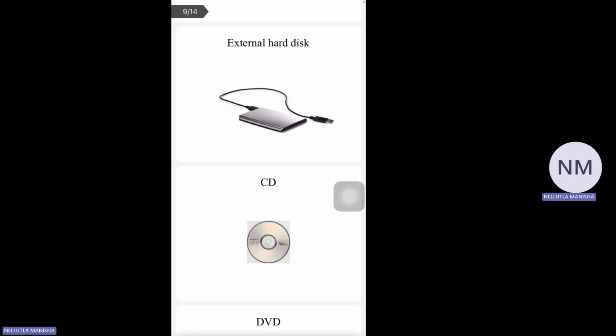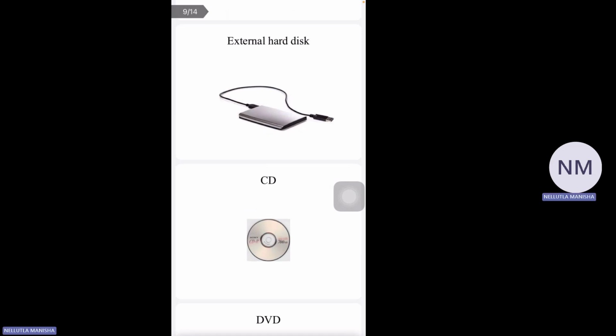And next is the CD. CD, DVD, and Blu-ray: these three come under the optical disc. Optical storage devices are most widely used as storage devices.